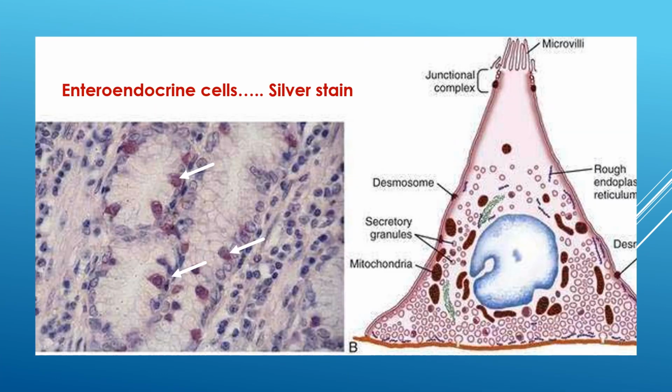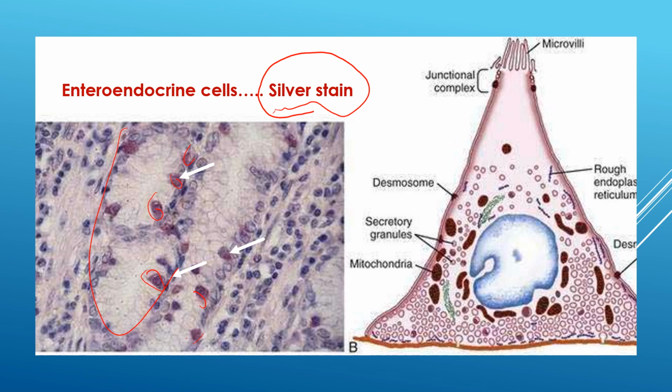Here we are going to have a section of the fundic gland. Can you see that these triangular cells are taking the silver stain? What is the cell in the fundic gland which takes the silver stain? It is the enteroendocrine cells. So enteroendocrine cells can be clearly demonstrated by silver stain. It is a triangular cell, sometimes reaching the apex, which is the open type, sometimes not reaching the lumen in the closed type.